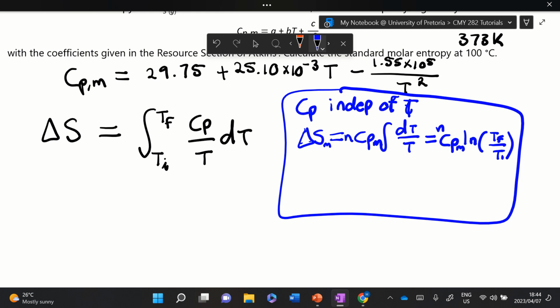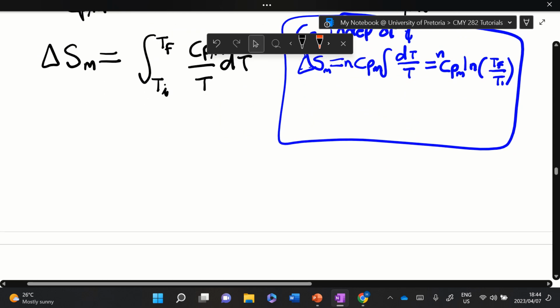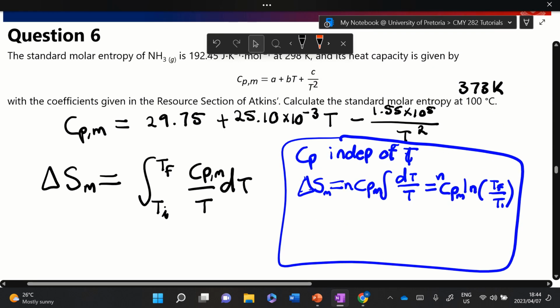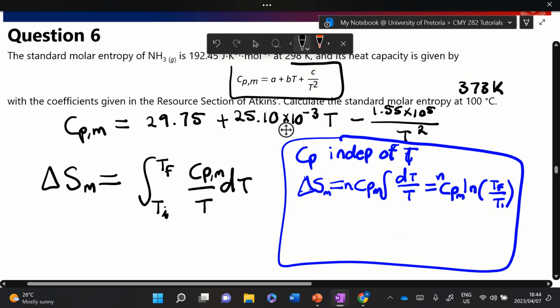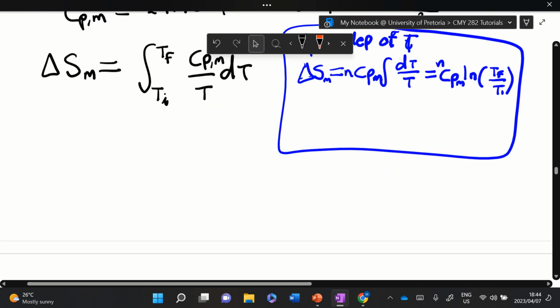So we just need to update this slightly. If it's molar, then everything becomes molar. That is if the Cp is independent of temperature. But if it's dependent on temperature, we cannot take it out of the integral and do what we did on the right hand side. We have to leave it inside the integral and integrate it as such, using whatever function we're given.